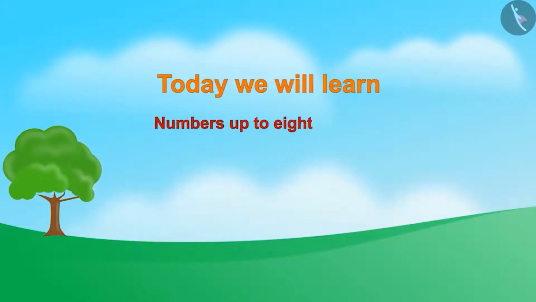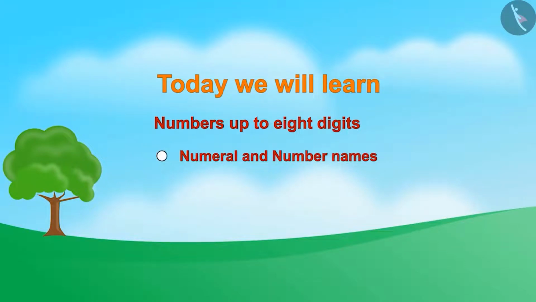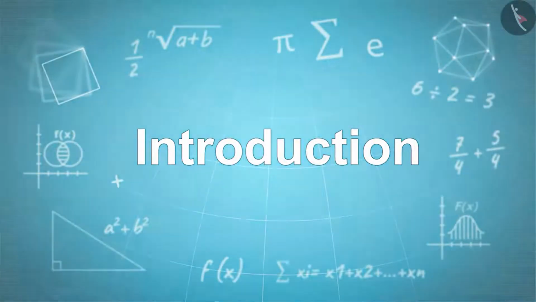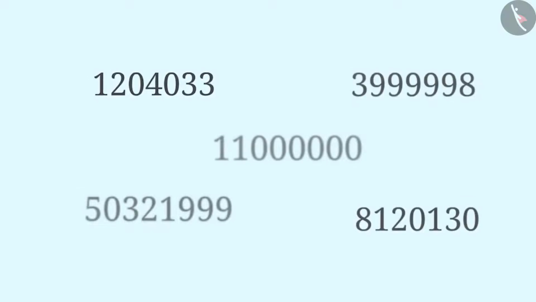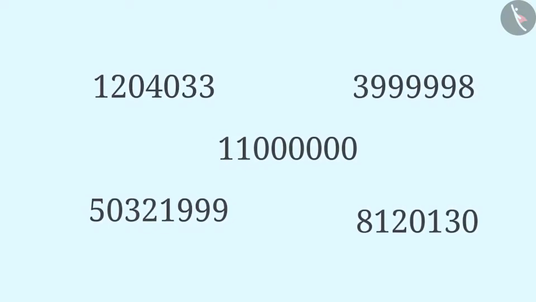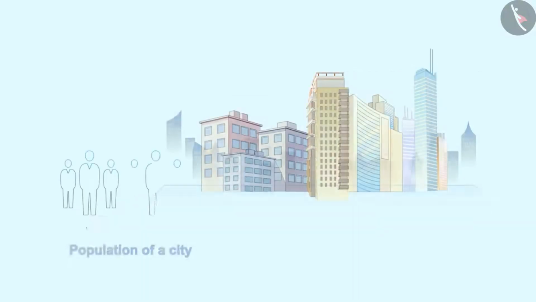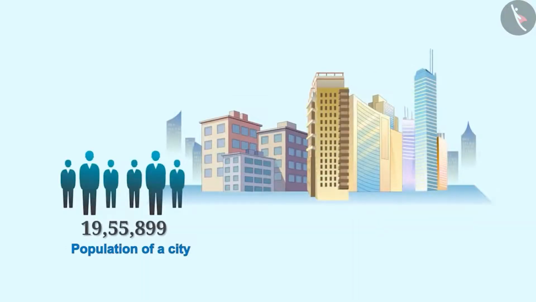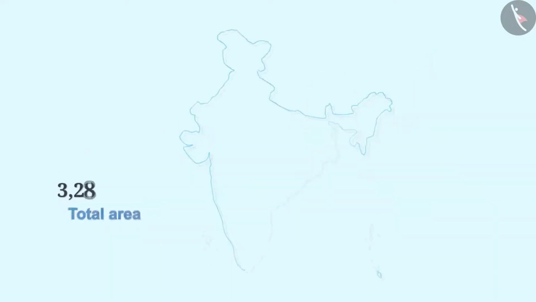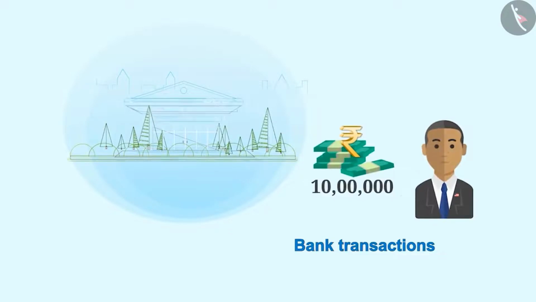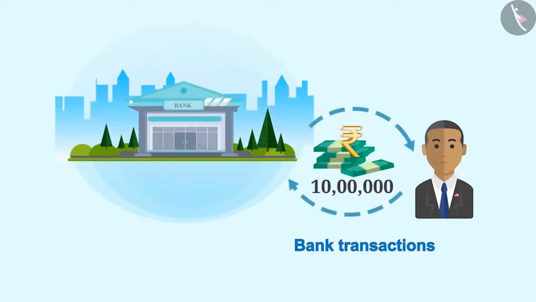Today we will learn numbers up to 8 digits, numeral and number names, place value and expanded form. Large numbers consisting of 7 or 8 digits prove useful to us in many ways, such as expressing the population of a city, or to express the total area of a country, or to express the transactions at a bank, etc.